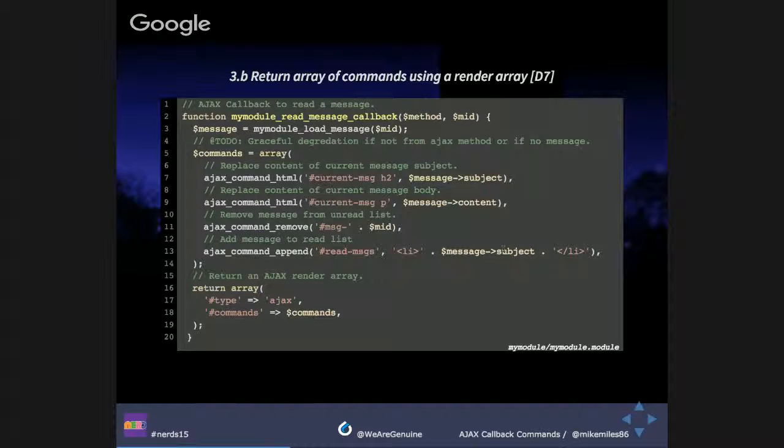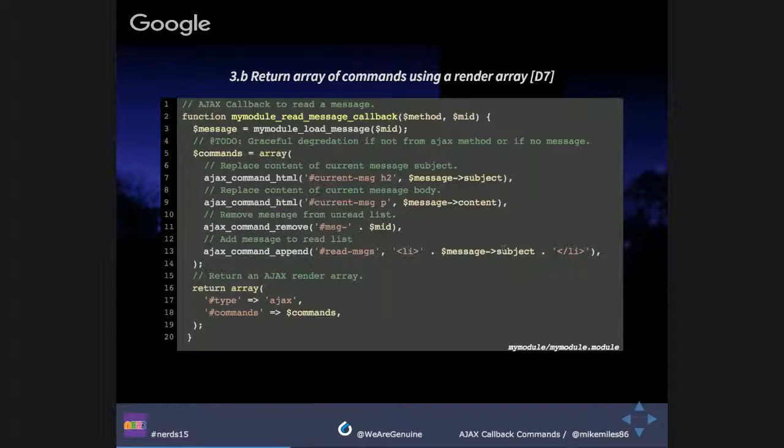So first thing I'm doing is I'm calling AJAX command HTML, passing it a selector and the message subject, AJAX command HTML to pass the message content. I'm calling the remove command, which we looked into, which we know will remove something from the page, passing it the selector, and then an append command to append a list item to my red messages list. And I return this as a render array of type AJAX, and on line 18, I'm passing my array of commands.